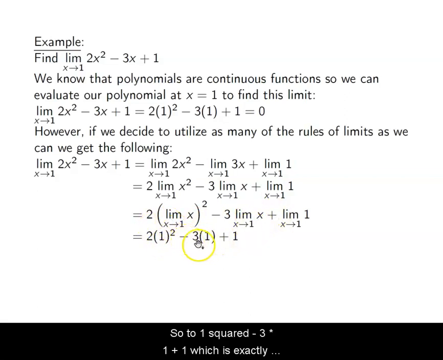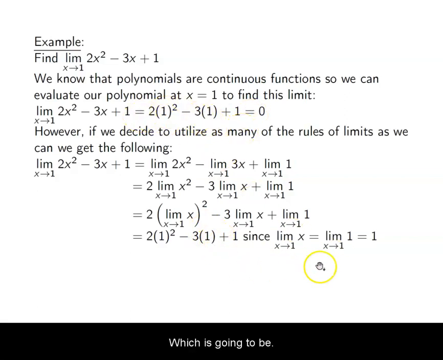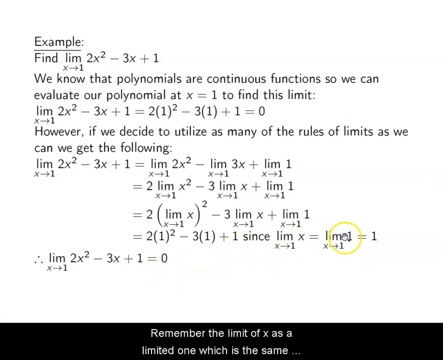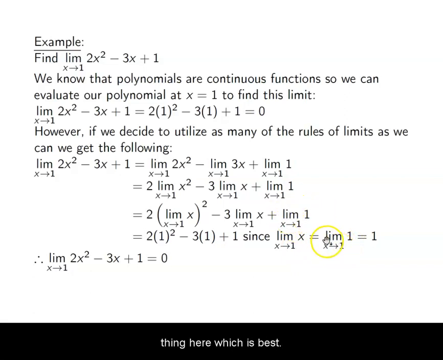So 2 times 1 squared minus 3 times 1 plus 1, which is exactly the same thing we had here, which is going to be 0, right? Same thing. Remember, the limit of x is the limit of 1, which is the same thing here, which is just 1.